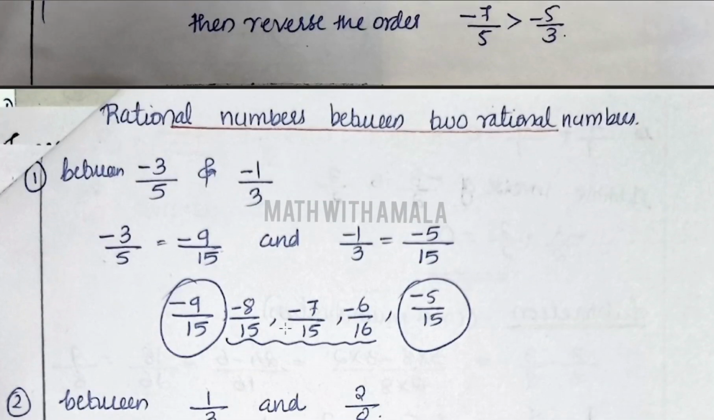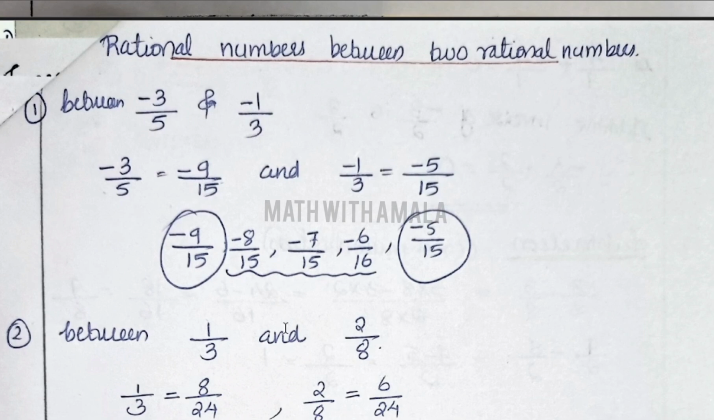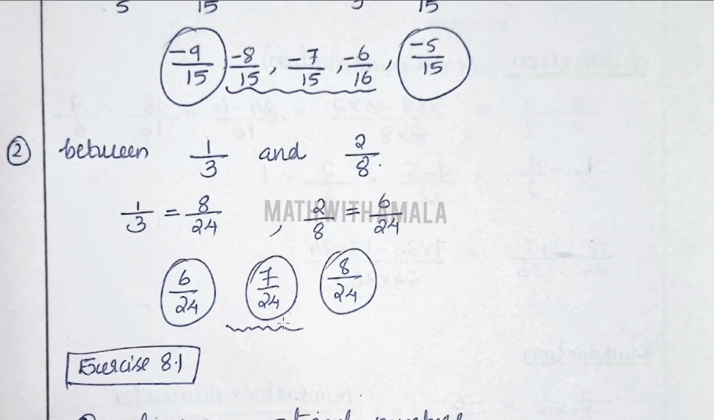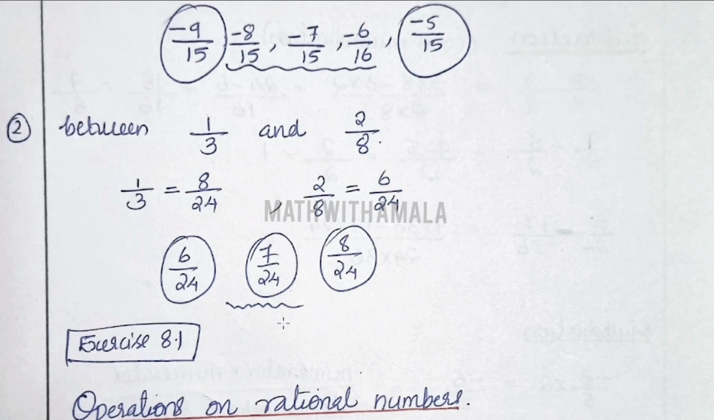Rational numbers between two rational numbers. We can find some rational numbers in between minus 3 by 5 and minus 1 by 3. Minus 3 by 5 is equal to minus 9 by 15 and minus 1 by 3 is equal to minus 5 by 15. In order to make the denominators the same, I have multiplied with the LCM. Between minus 9 by 15 and minus 5 by 15, you have minus 8 by 15, minus 7 by 15 and minus 6 by 15. You can change it to 6 by 15.